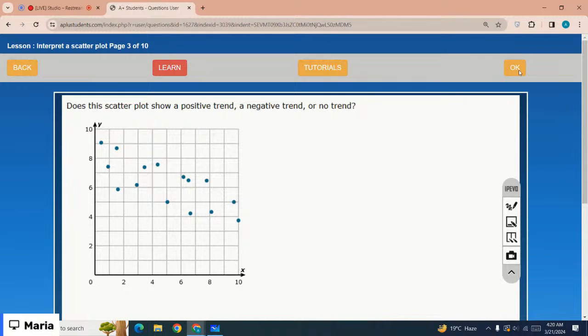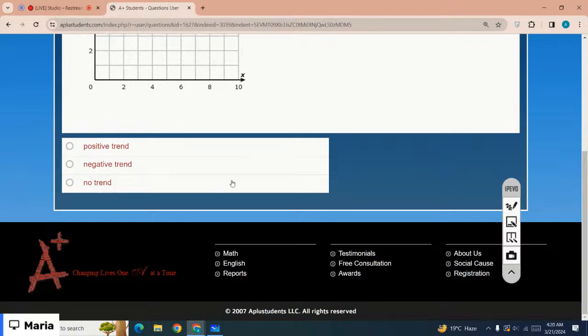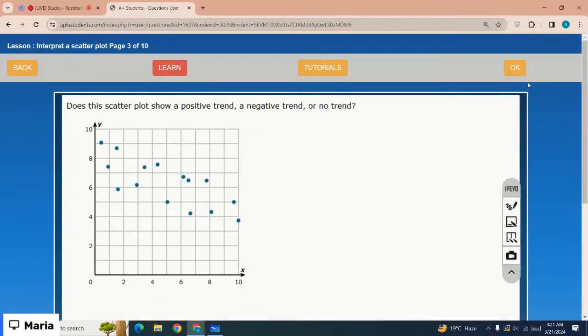Does this scatter plot show a positive trend, a negative trend, or no trend? Which is the correct option? Yes, the correct option is negative trend because x values are increasing but y values are decreasing. So that means the graph shows the negative trend. The correct option is negative trend, right?